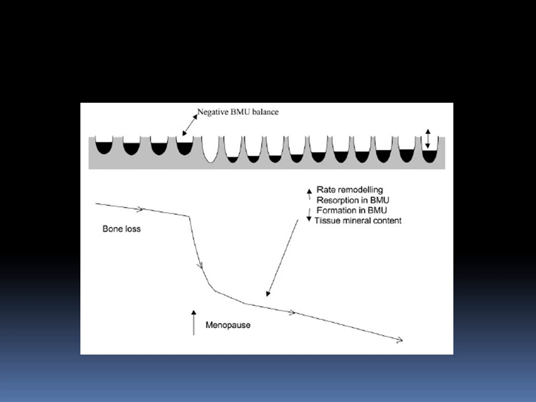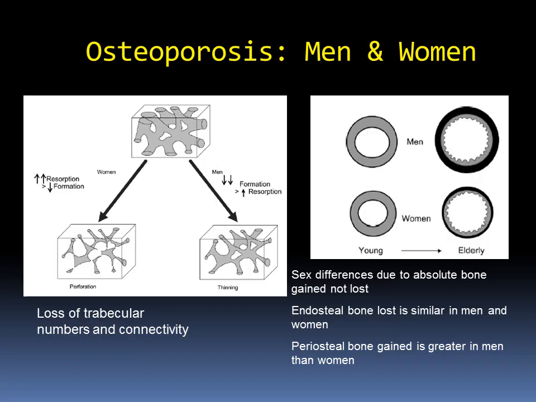So if we look at this bone mineral unit again, we can see here the negative balance from the healthy bone going through bone loss. You can see where we have an increase in menopause, and therefore we have an increase in rate of remodeling and reabsorption of the bone mineral unit and a decrease in the formation. We also have tissue mineral content decrease as well, and so that's what contributes to that hole or honeycomb look that we see in the bone.